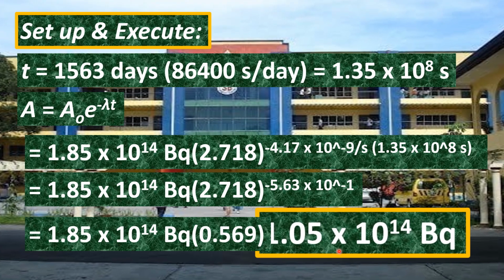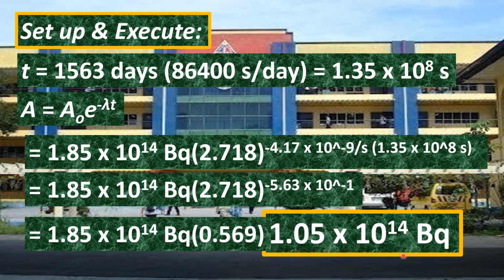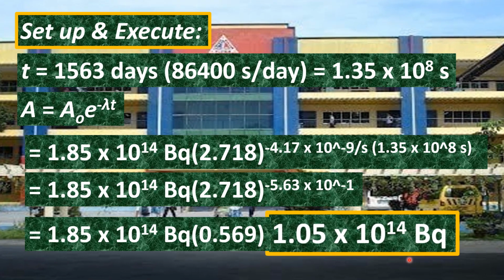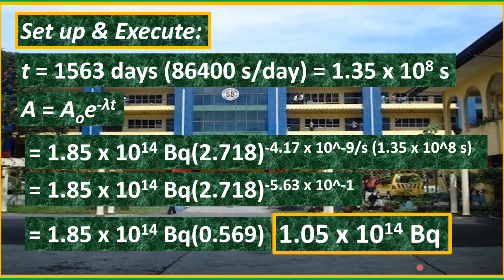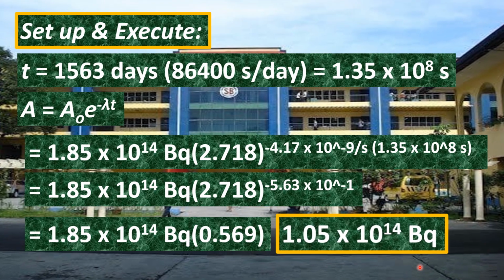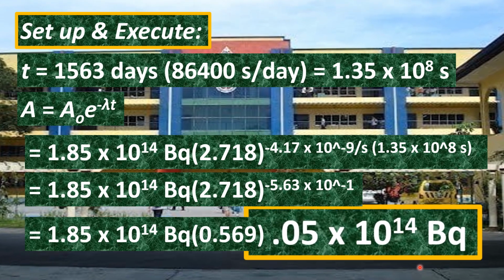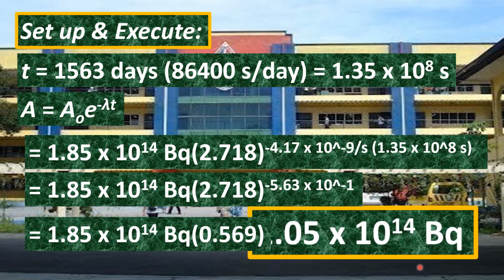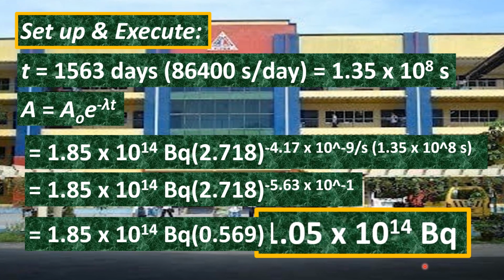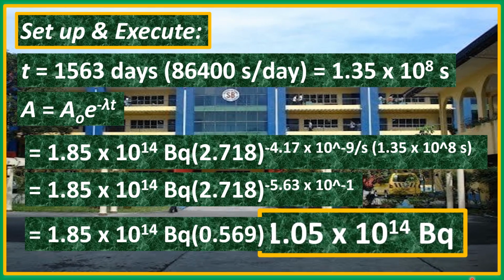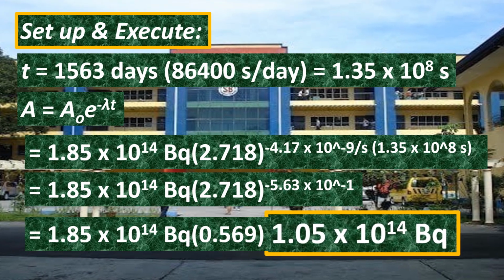And what does this mean? 1.05 times 10 to the 14th becquerel also means that there are 1.05 times 10 to the 14th number of cobalt-60 isotopes transmuting, or decaying, into the isotope nickel-60. That is in 1 second. All right? That is the meaning of our calculated activity, capital A.